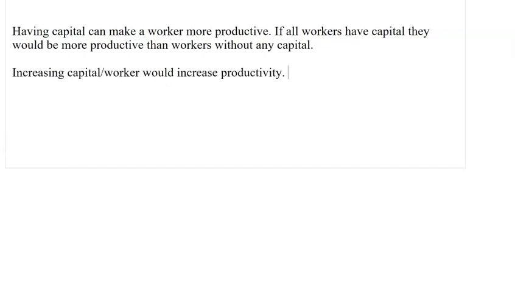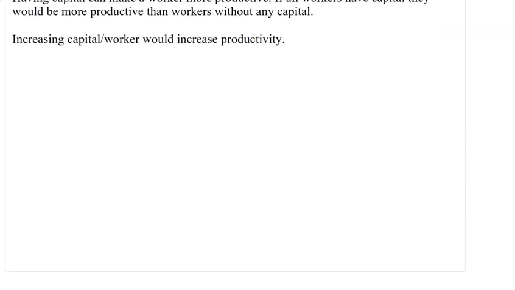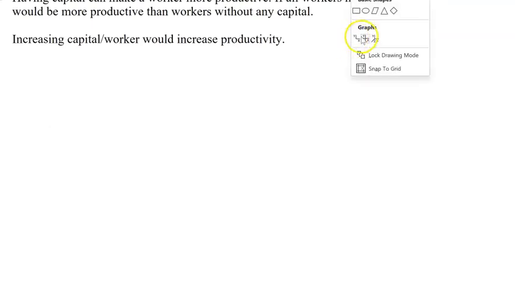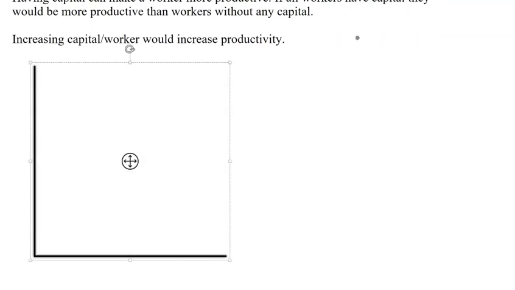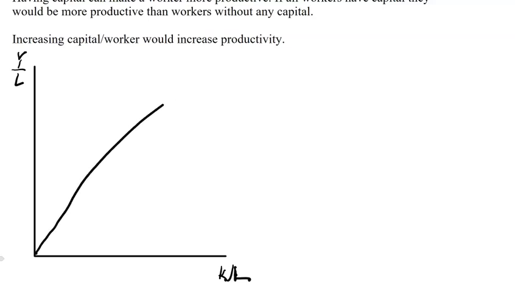But this does not mean that if I continue to provide capital to a worker, productivity will continue to increase. The reason is, let's say I draw a curve here to show that capital and output have a kind of diminishing return. So if I put capital per worker here, capital per labor, and productivity here, the shape will be kind of like this.